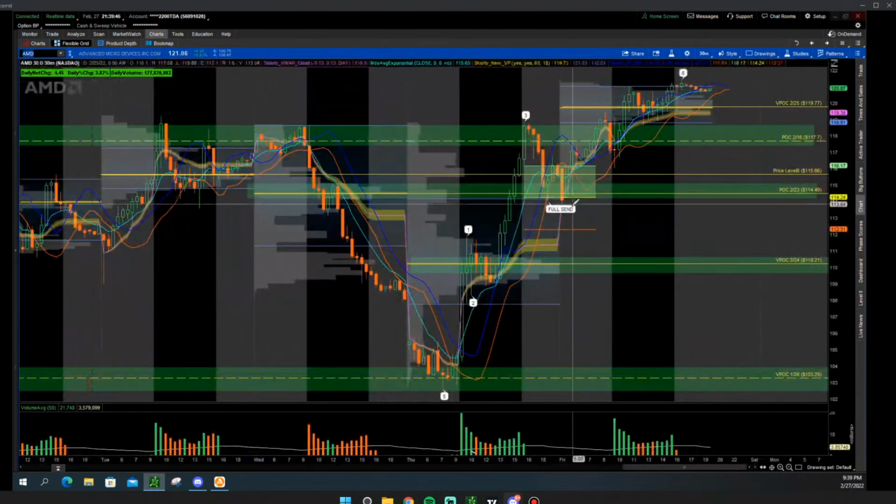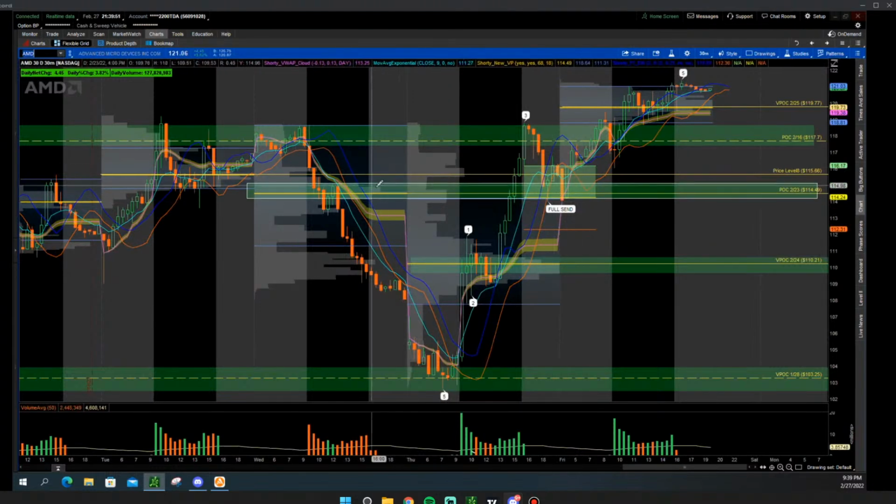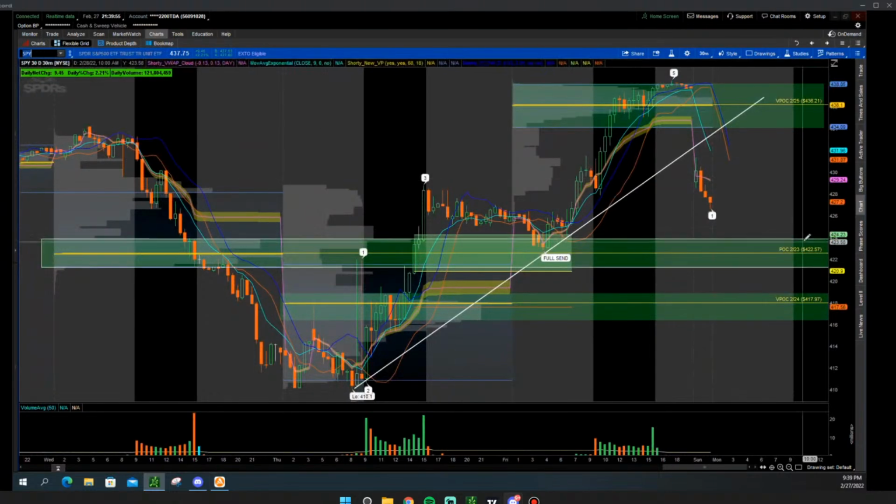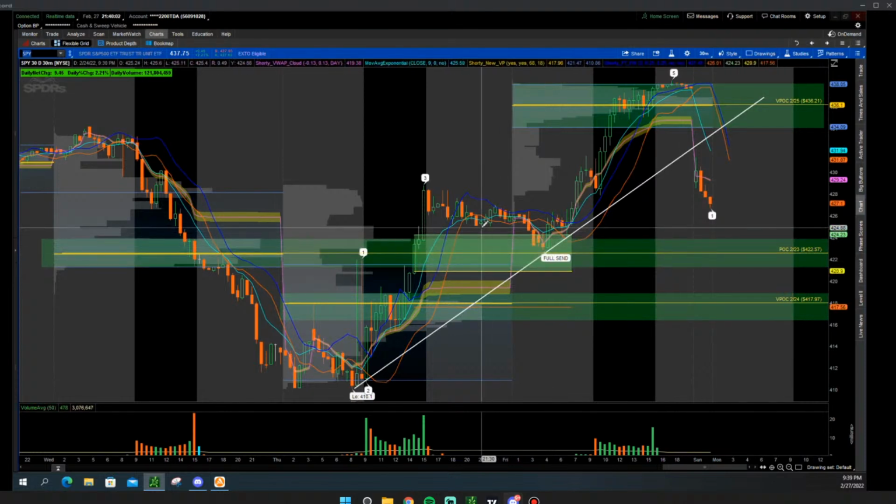And look at this again. Full send, our POC and this lined up. You got to trust yourself. You got to take the trades that you trust yourself with. So here's SPY. They're probably headed right here. Our full send was there, so 422 more open.